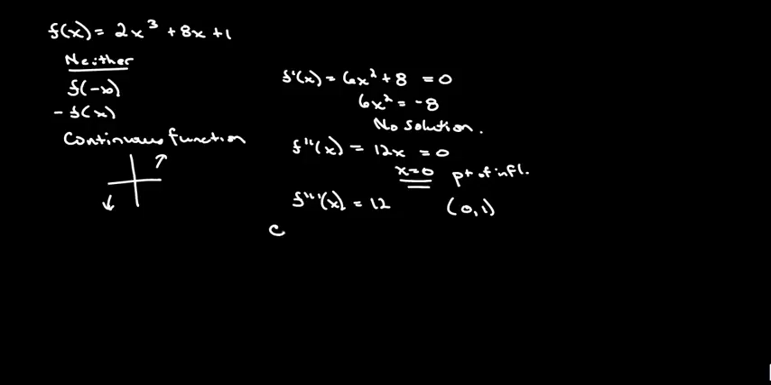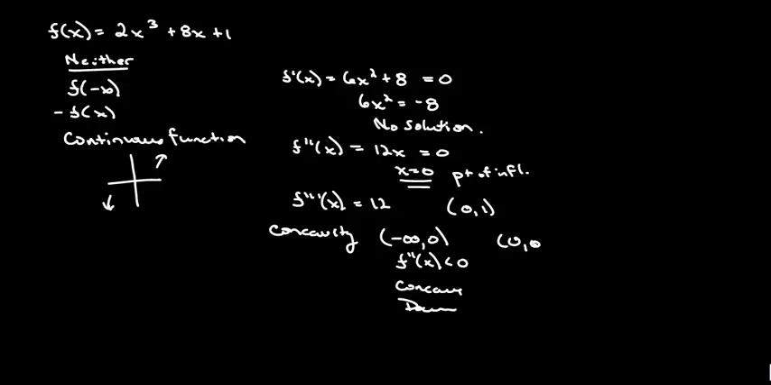Now concavity is negative on the interval from negative infinity to 0, the second derivative is negative. So the second derivative is negative, which means we are concave down. And from 0 to infinity, the second derivative is positive. So we are concave up on that interval.